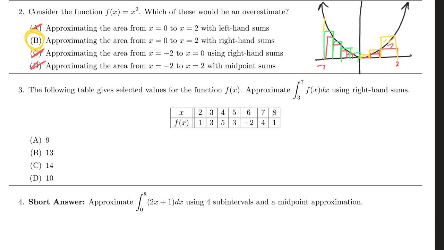All right, 3, we're going to use this table. And we're going to approximate 3 to 7 using right-hand sums. So they do this a lot where they give you a table and make you do a Riemann sum. We're going from 3 to 7. Okay, let's just think about our number line.